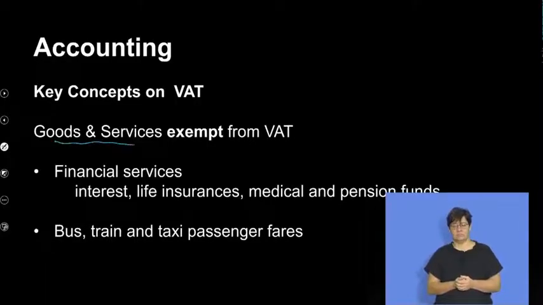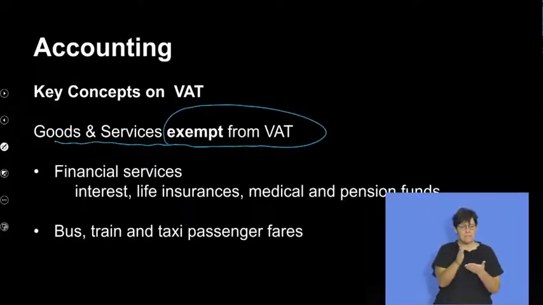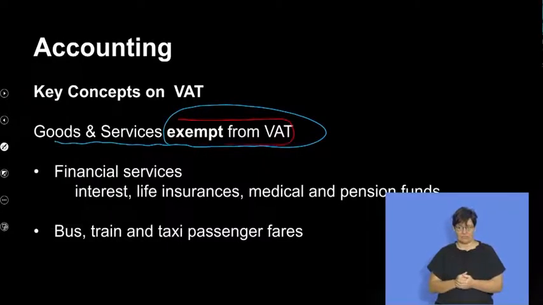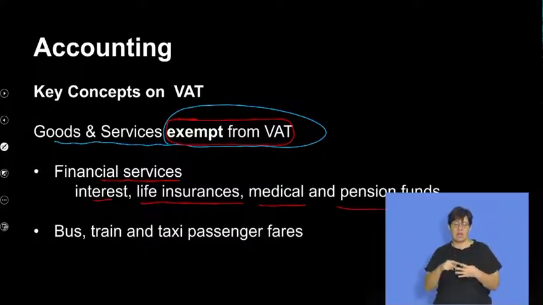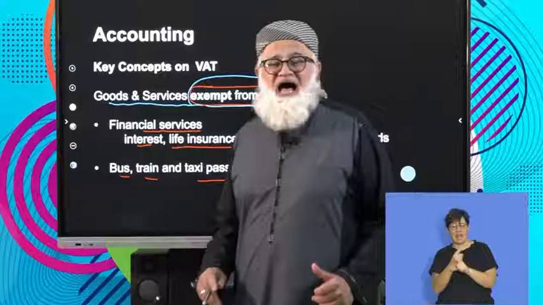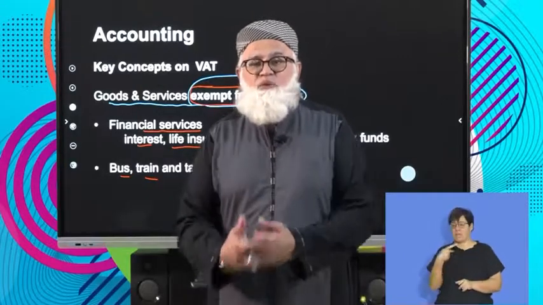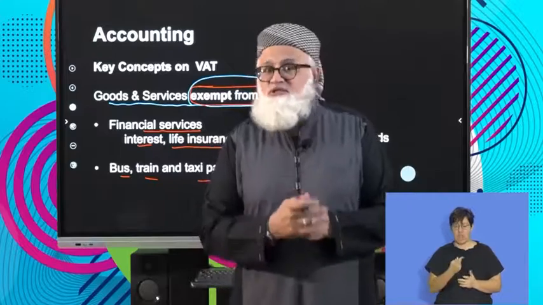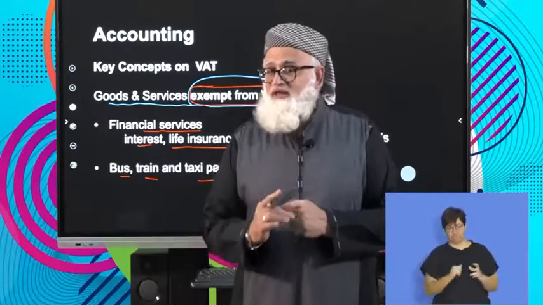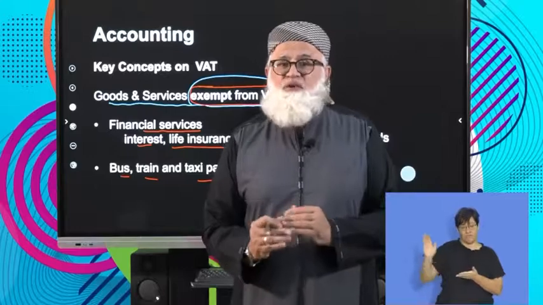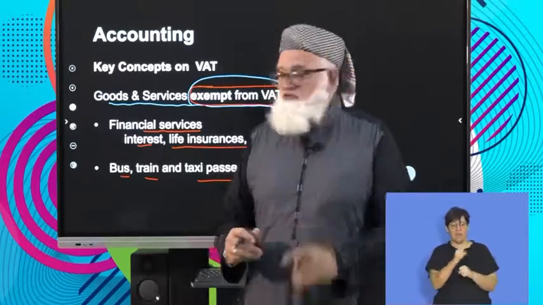You will find that certain items are exempt from VAT. We said they are exempt from VAT. Now, what are these items? The category would be financial services, interest, life insurances, medical and pension funds, bus, train and taxi passenger fares. All of these are VAT exempt, meaning they will never ever be subjected to VAT. So keep that in mind. When we say they're VAT exempt, it means that they will never ever be subjected to VAT.